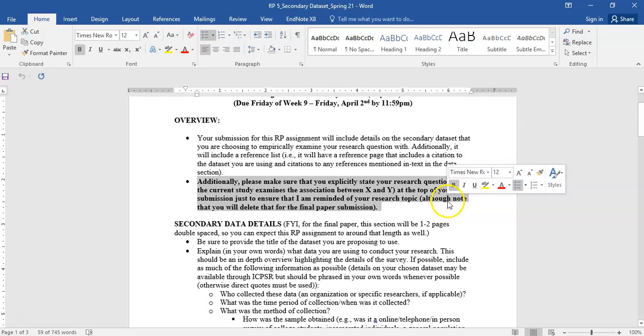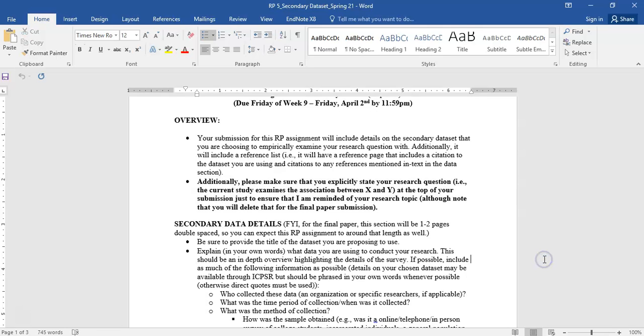And then the other thing, similar to what you've been doing with your other RP submissions, is just to make sure at the top of the page you have a statement that reiterates what your research question is. For the final paper, you won't include that at the top of every section of the paper, but just for now, because they're pieced apart, I need to be reminded of what your research question is, okay?